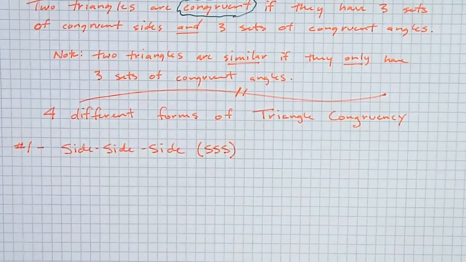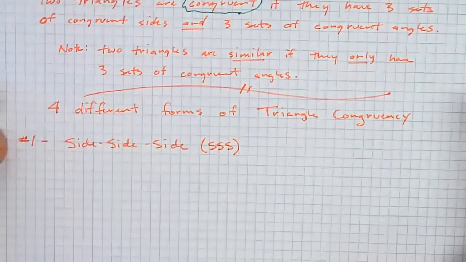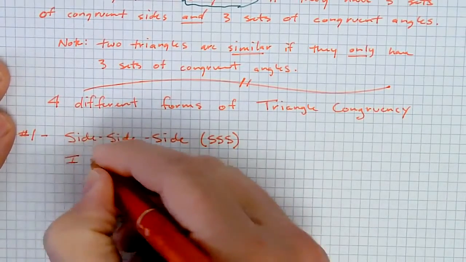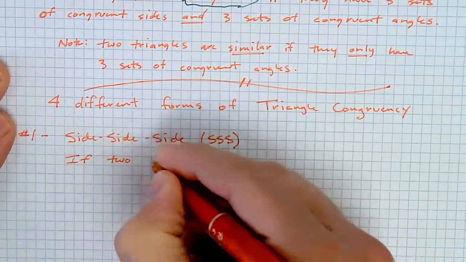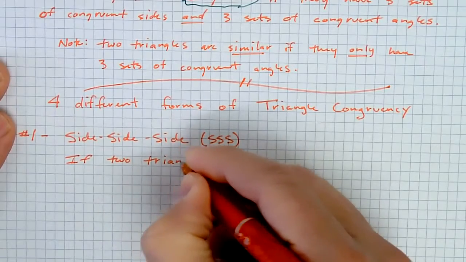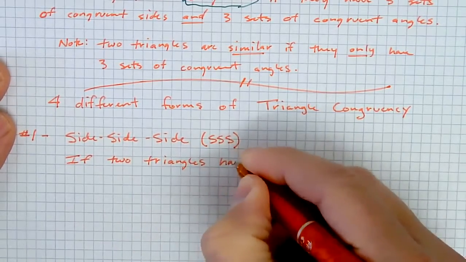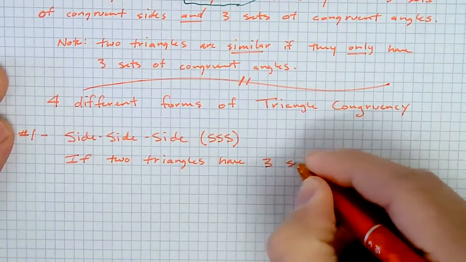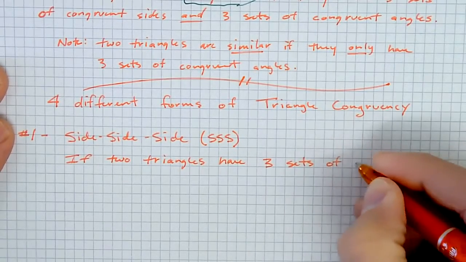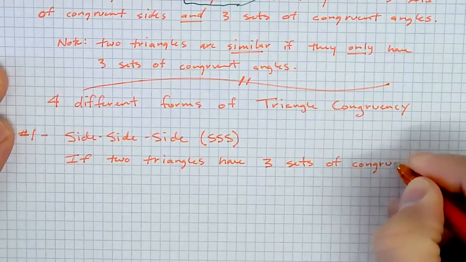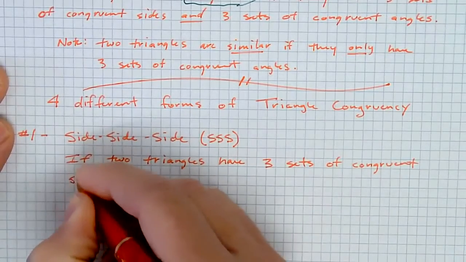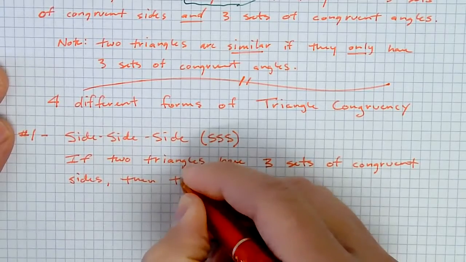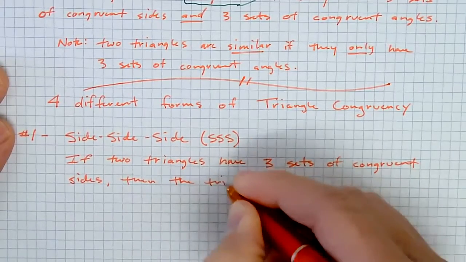First one being what we call side, side, side. So if triangles have three sets of congruent sides, then the triangles are congruent.